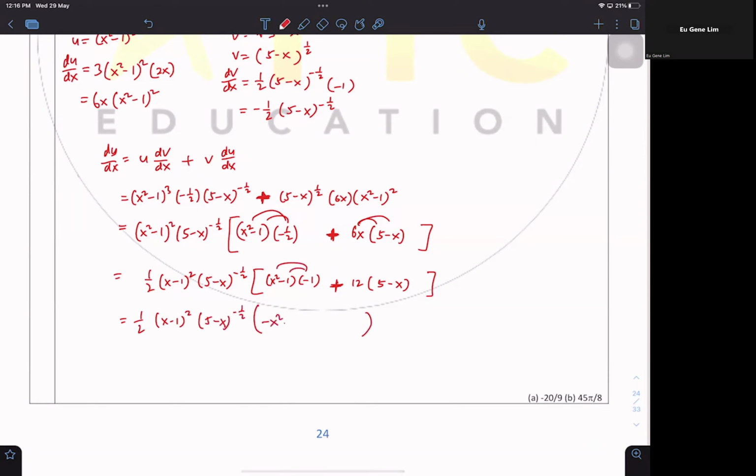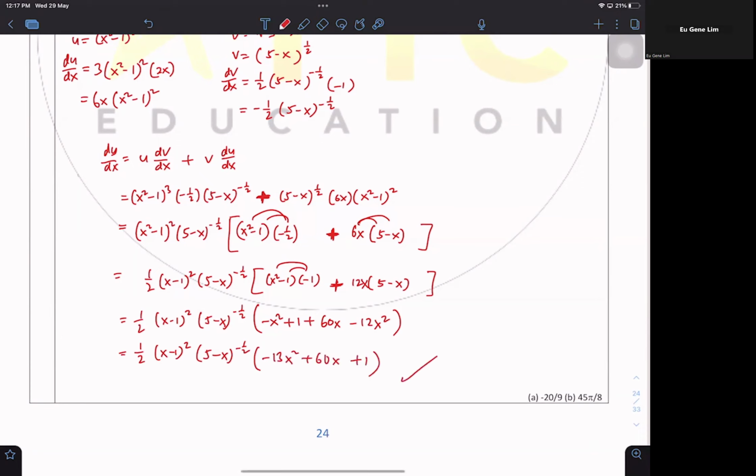Expand, so negative x squared plus 1, plus 12 times 5, 60, and then minus x. Oh, sorry, it's actually 12x, so it should be 60x minus 12x squared. So again, 1 over 2 x minus 1 power 2, 5 minus x power negative 1 over 2, negative 13x squared plus 60x plus 1. Like that.